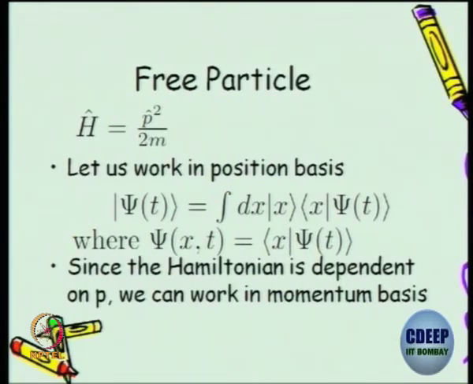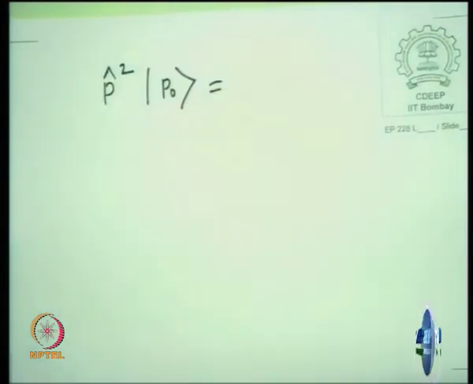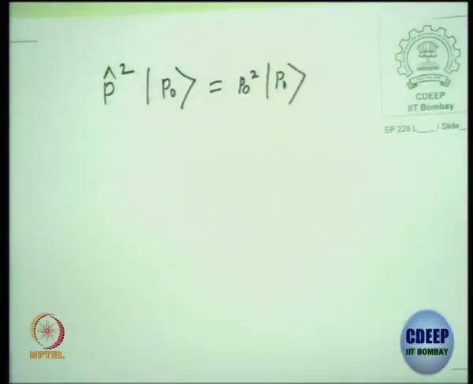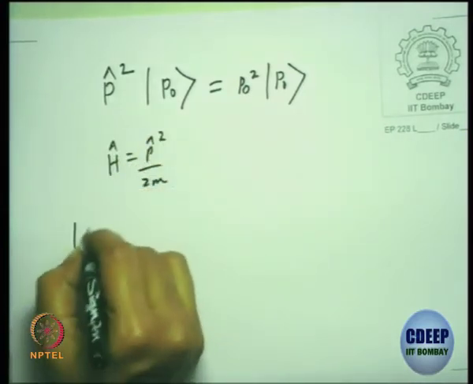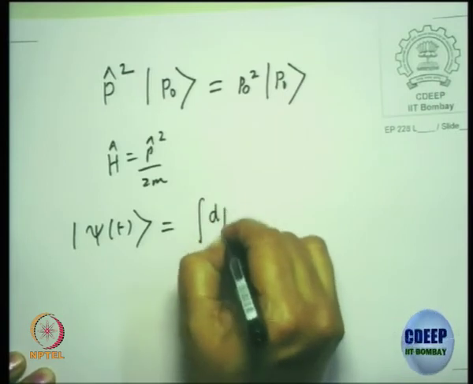Since the Hamiltonian is dependent on p, we are working for a free particle. So the Hamiltonian is dependent on p. I don't know what p squared does on x, but I definitely know what p hat squared on a p naught state will be: p naught squared, the eigenvalue, times p naught. The Hamiltonian is p squared over 2m. So we wrote the state psi of t in position space, but you could have written it in the momentum space.